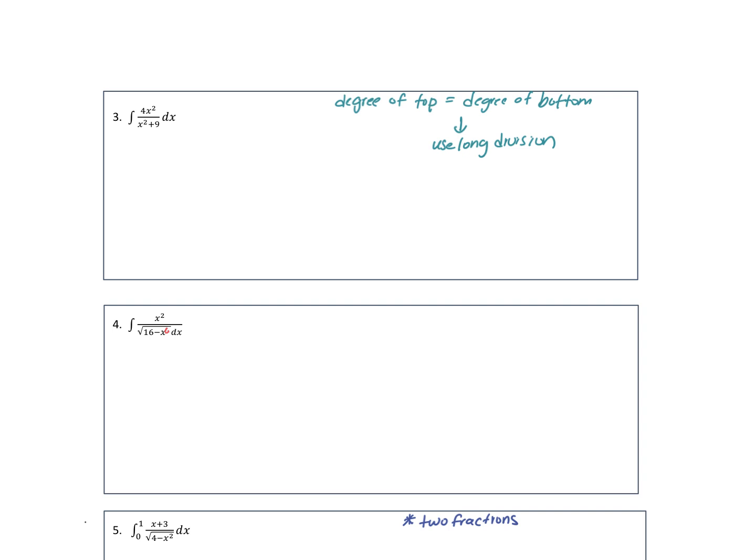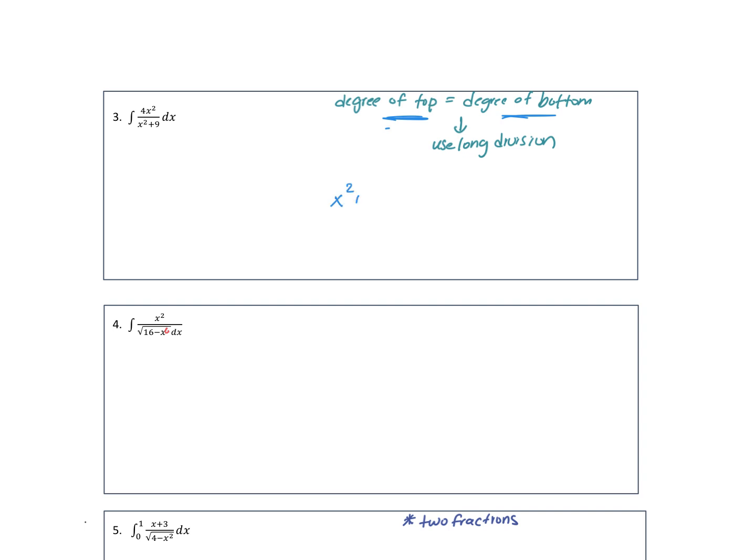For number 3, if I attempt to let this be the u again, we're going to get 2x as the derivative, and this has an x squared, so that's not going to work. Whenever the degree of the top equals the degree of the bottom, we're going to use long division. So I'm going to divide the bottom into the top.